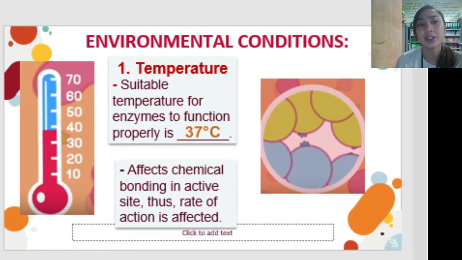Okay, so there are different conditions that affect the reaction rate of an enzyme. So, first is definitely temperature. There is a suitable temperature for enzymes to function according to studies, to my sources that I found. It is around 37 degrees Celsius. So, yun yung parang maximum na temperature wherein there is just the perfect timing, perfect condition for the enzymes itself. So, it affects the chemical bonding in the active site. Thus, the rate of action is affected.